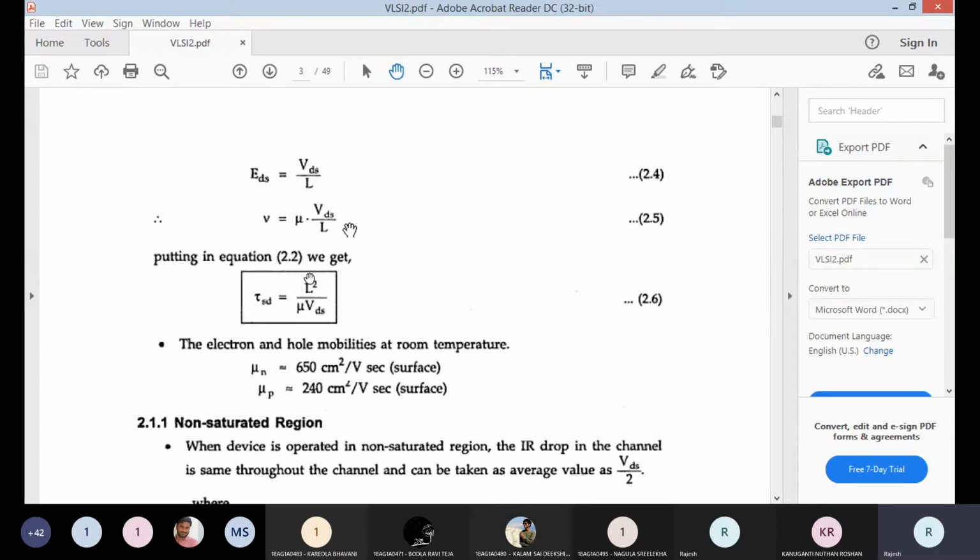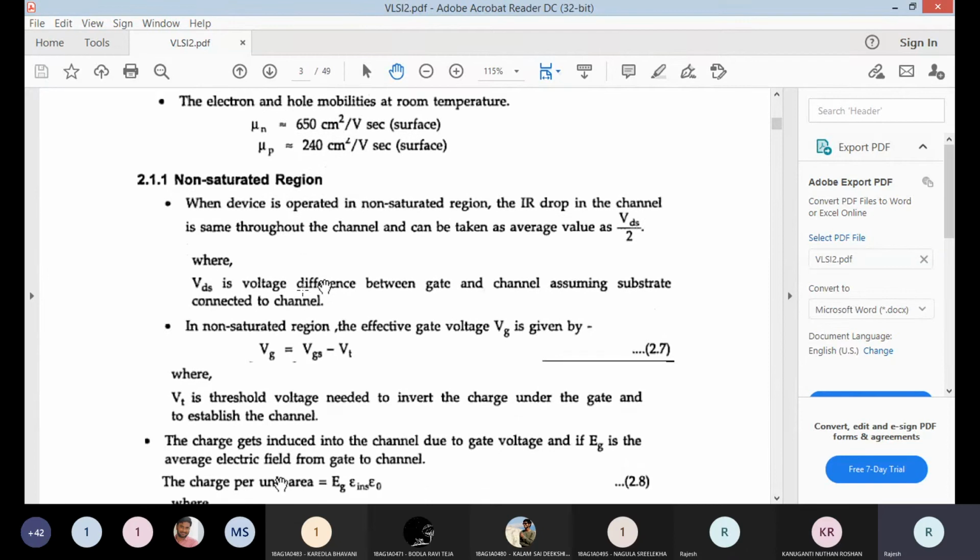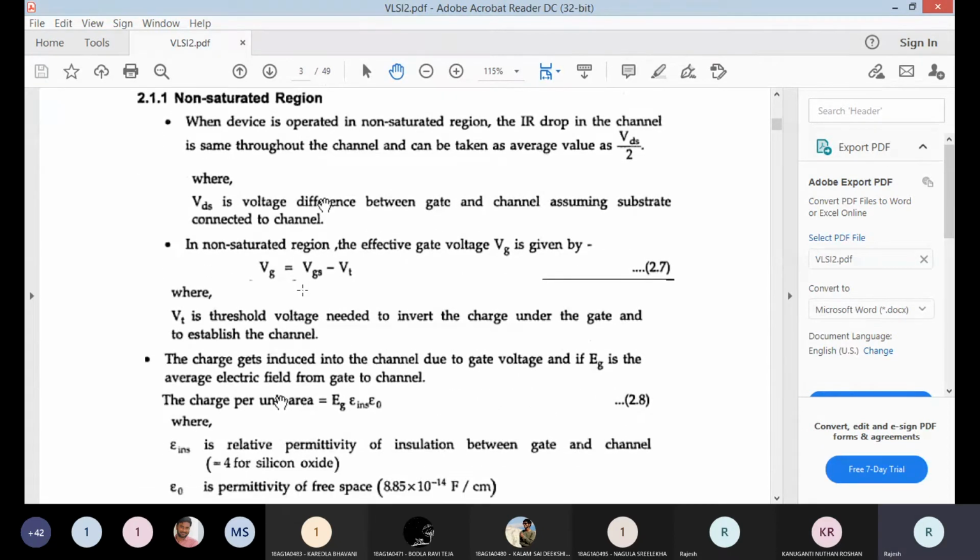If channel length is small, the corresponding time is small. If channel length is more, these electrons have to move a large distance, so the corresponding time increases. So it is easier to remember: time taken by an electron to move from source to drain is directly proportional to L, inversely proportional to VDS. The electron and hole mobilities are given at room temperature. One is 650 centimeters square per volt second, another is 240, so it is almost 2.5 times. Electron mobility is more. Now we'll see the linear region, the non-saturated region.